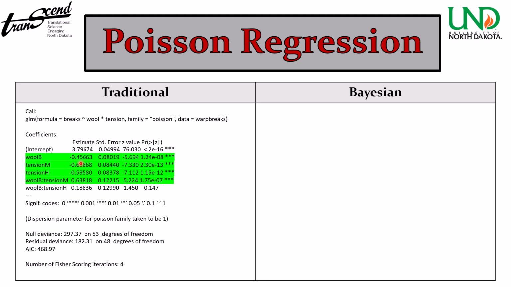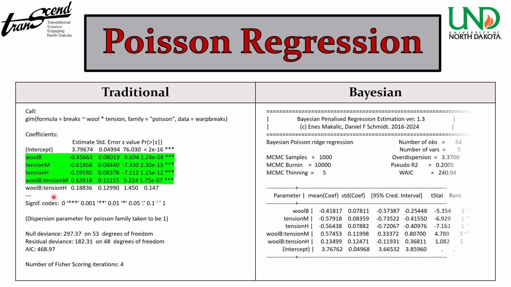We see that wool, tension, and some interactions were significant here. Because we have multiple variables and multiple categories, you have to start really trying to parse out things here, but those all look significant.